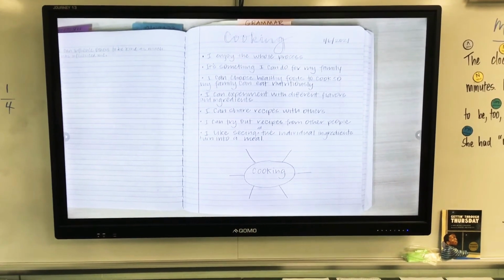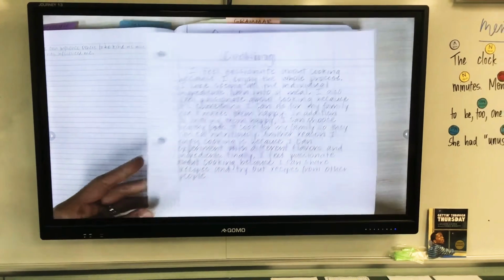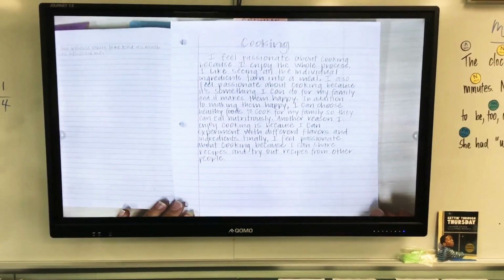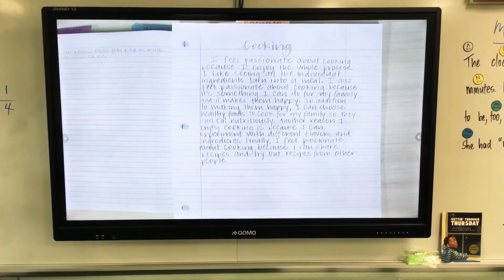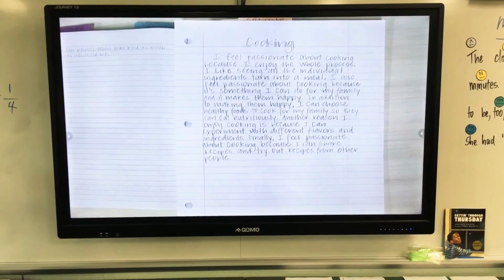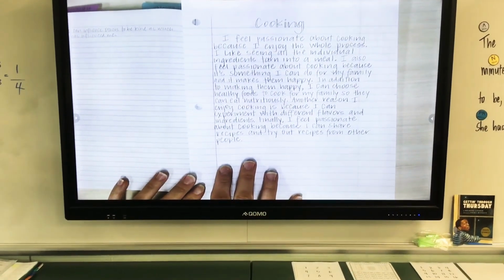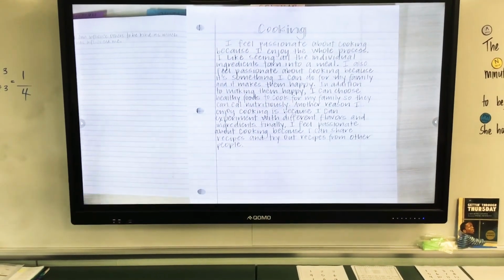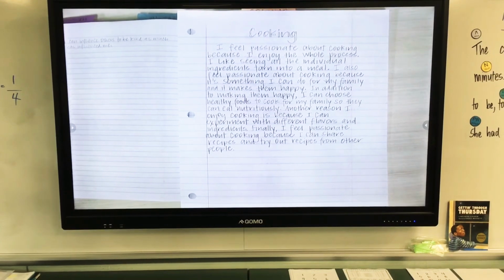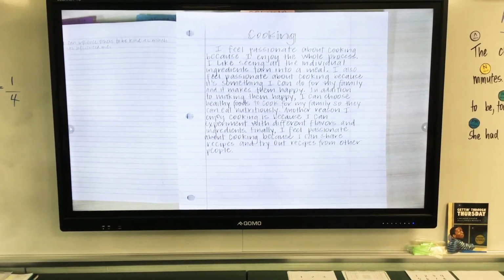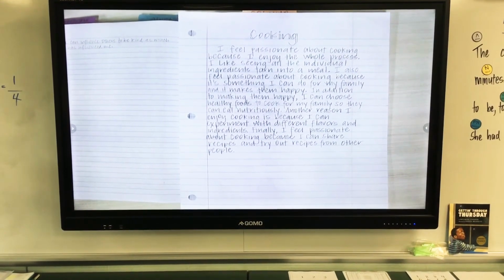So after I did that, I came up with a paragraph, and you are going to be writing this in your writing journal underneath your brainstorm from yesterday. So here is my paragraph about cooking. I feel passionate about cooking because I enjoy the whole process. I like seeing all the individual ingredients turn into a meal.